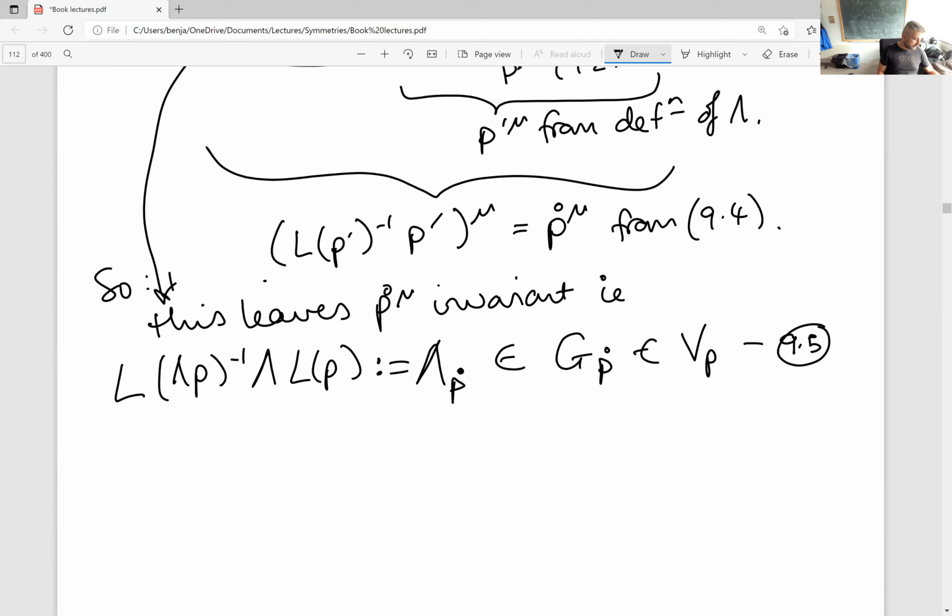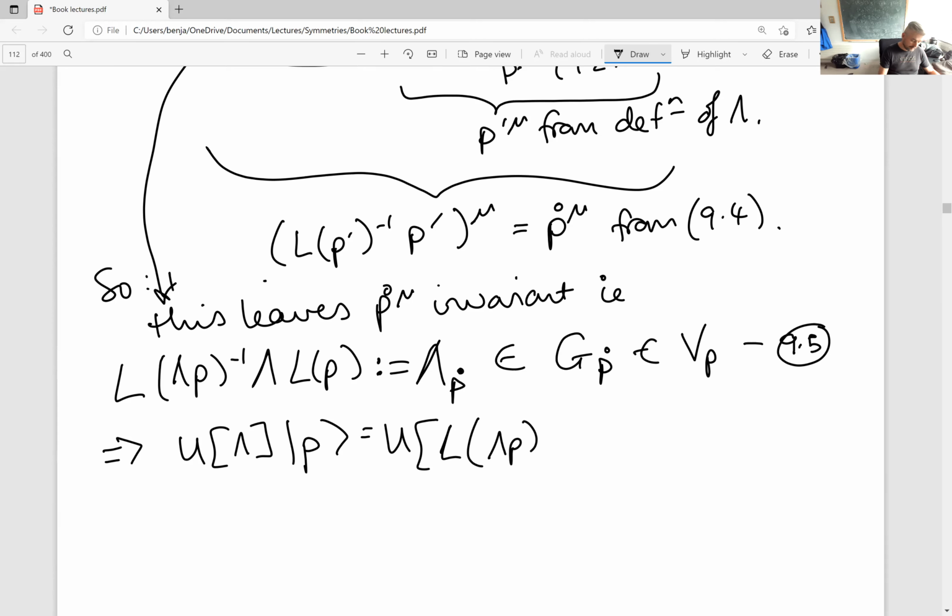Now, the representation of this in terms of unitary operators requires that U of lambda acting on P is U of L of lambda P, so I've just multiplied on the left by an L of lambda P here, times U of lambda P dot acting on P dot. So this is in VP, of course, as well, 9.6. All we've done is multiply by the Lorentz transformation.